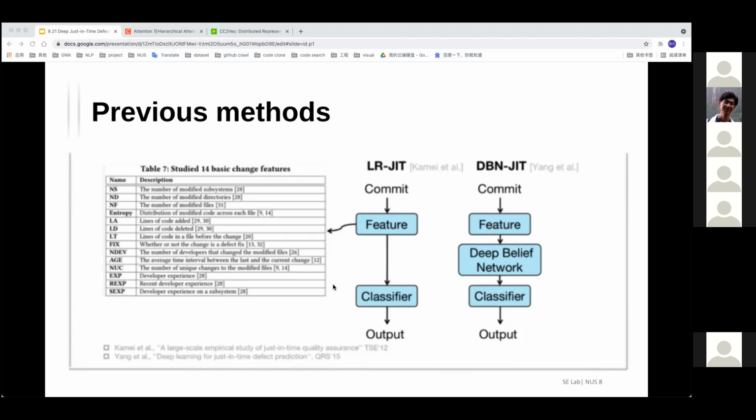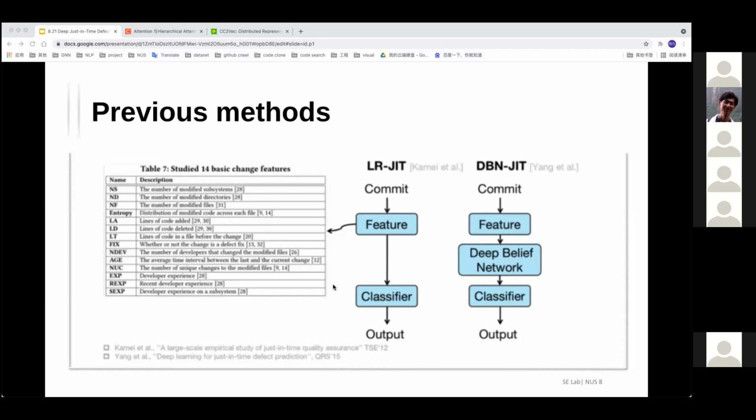I'm just curious, what kind of writing can make this kind of work reach a top tier conference? Yeah, actually, he did many experiments, I think. Can you briefly introduce what kind of features there are?